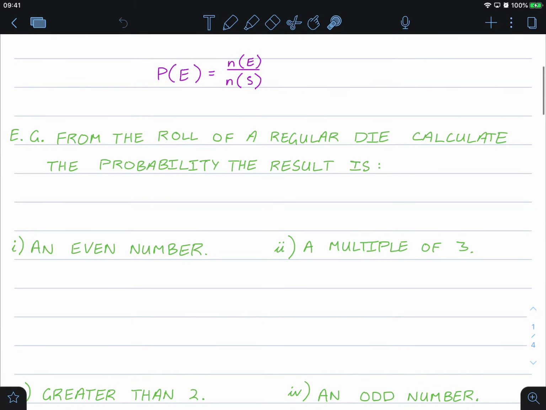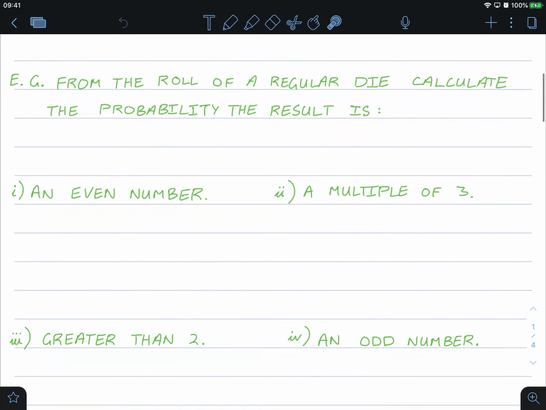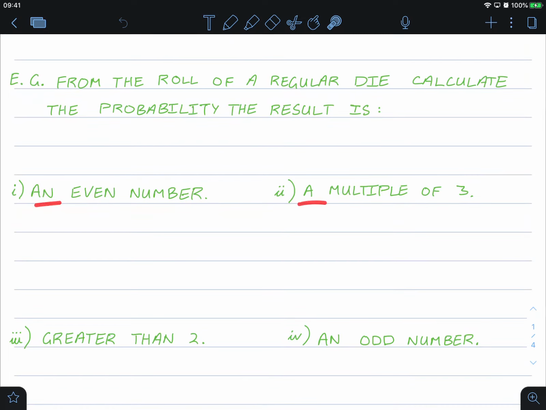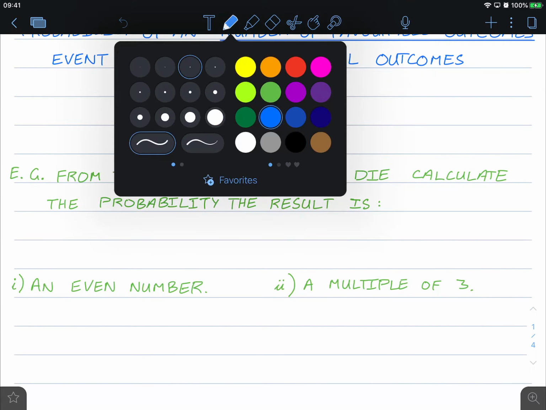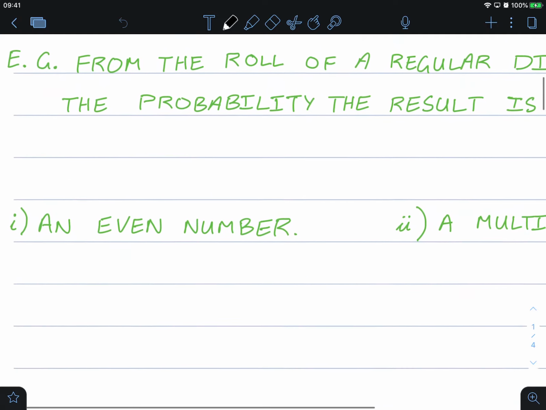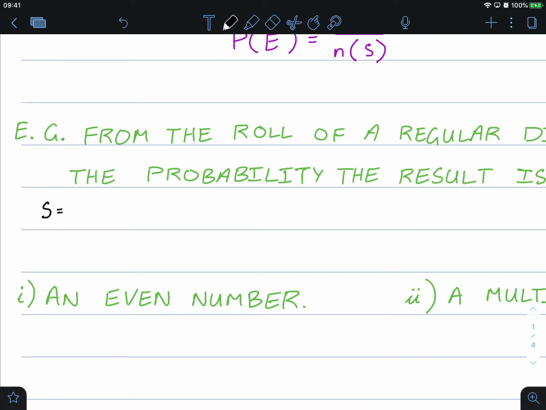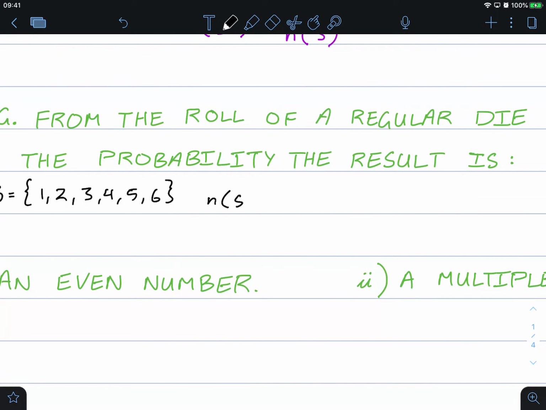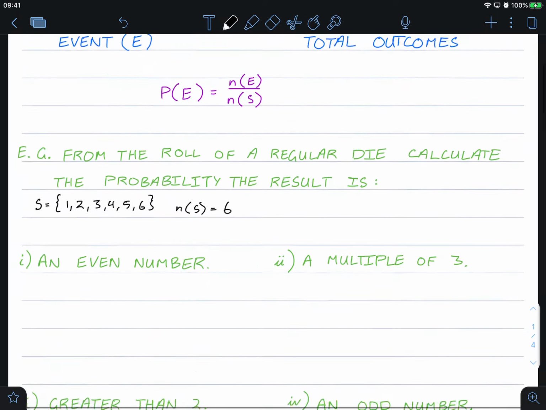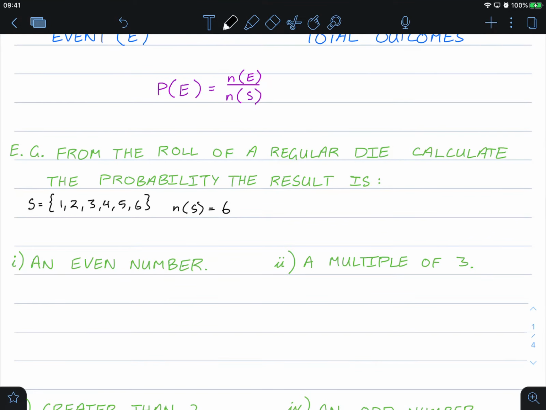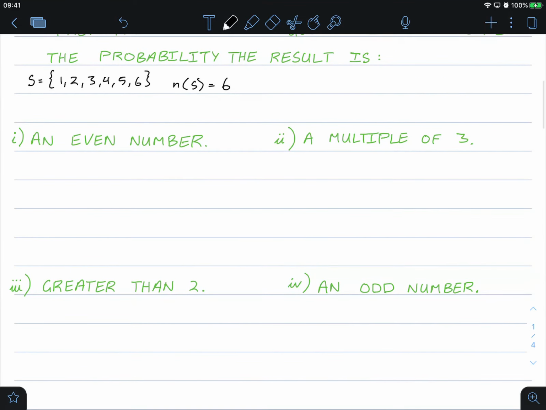From the roll of a regular die, calculate the probability that the result is an even number, a multiple of 3, greater than 2, and an odd number. Now you don't always have to do what I'm about to show you, but it simplifies what you may have to figure out later on. I always, at least in my mind, write down all the outcomes, 1, 2, 3, 4, 5, 6, and that's the total outcomes, n of S equals 6. So we've calculated this component. I'm going to do the exact same thing for all of these.